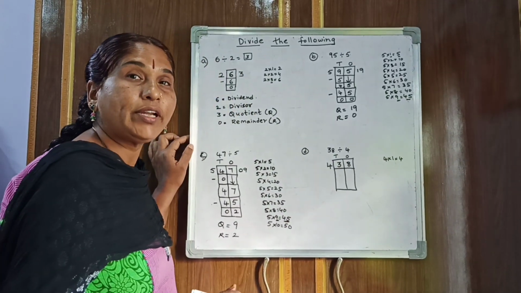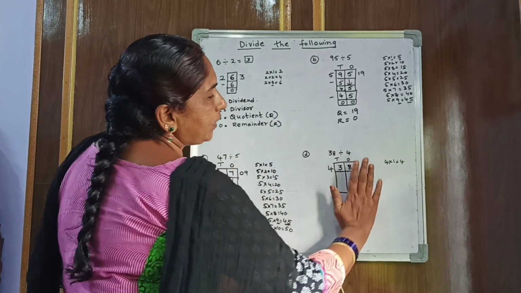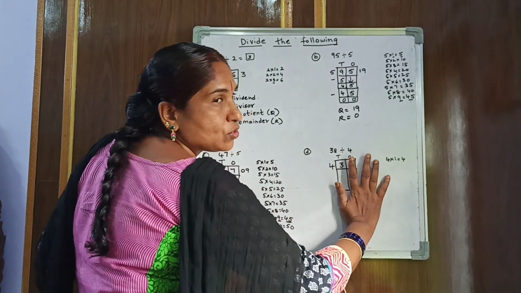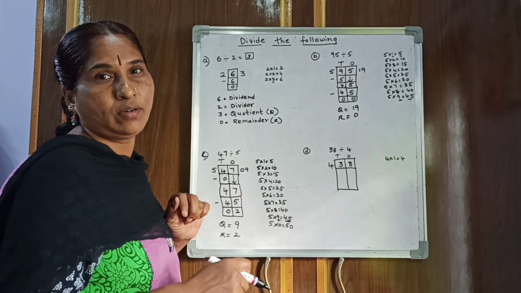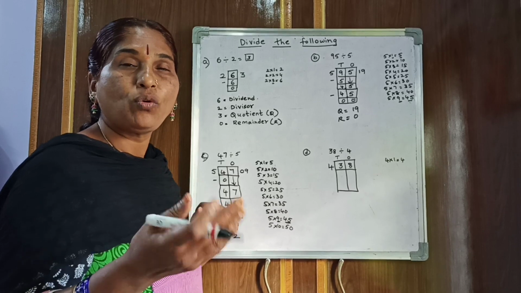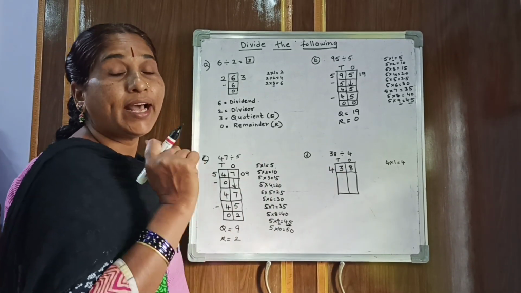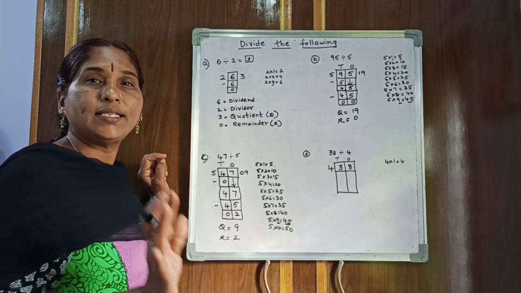Now which row do you have to take? Tens row. What is there in tens row? 3. Just you see 3 only. Don't see the ones row number. So 3 is smaller than 4. So it won't go. 4 ones are 4 you are getting, but here it is 3. Then again what should you do? You have to take 0.